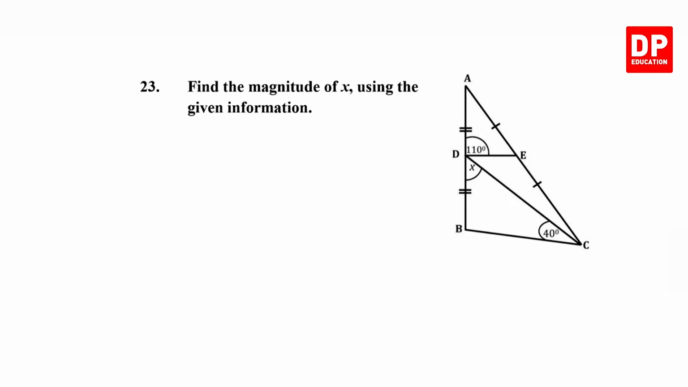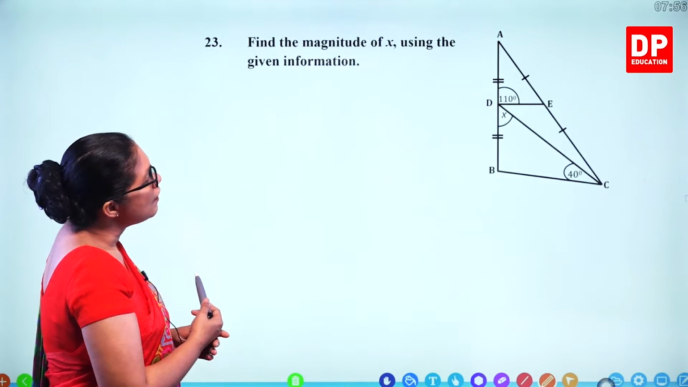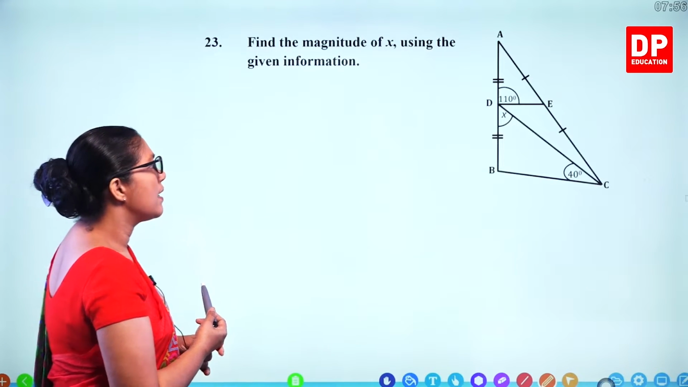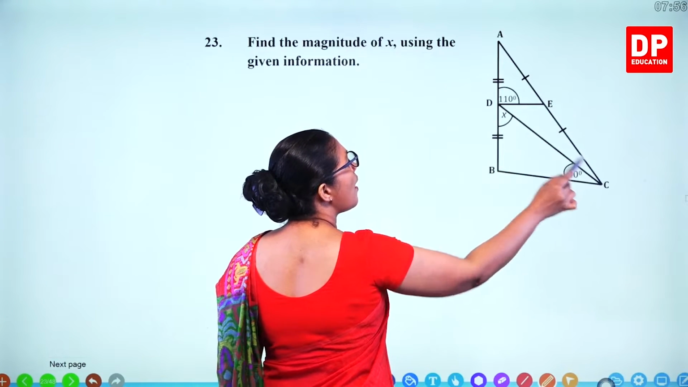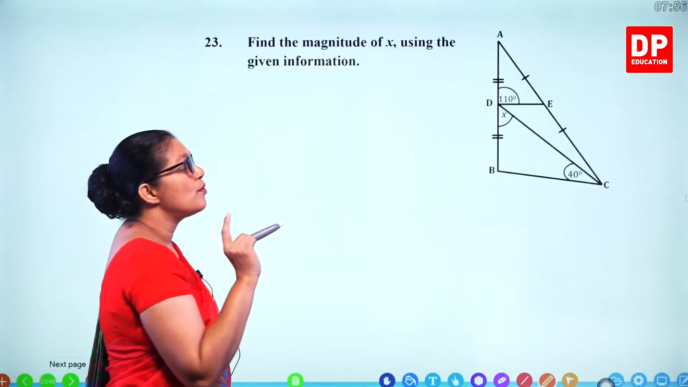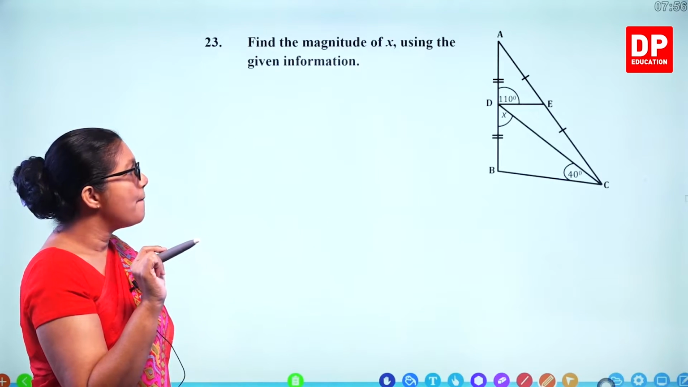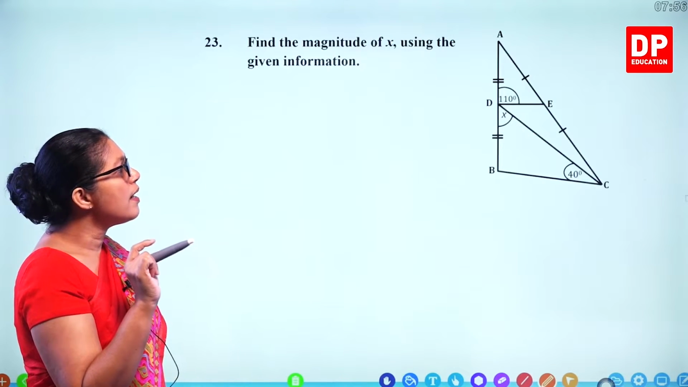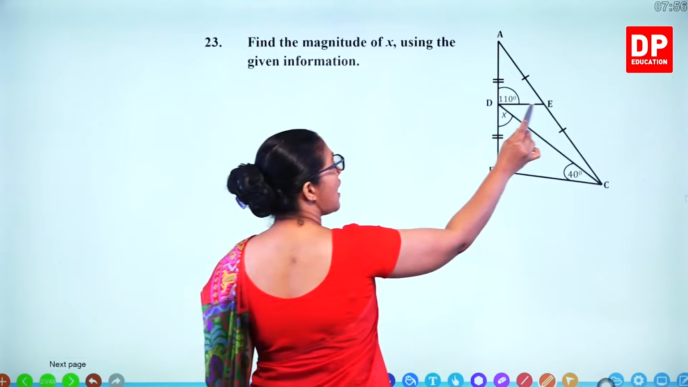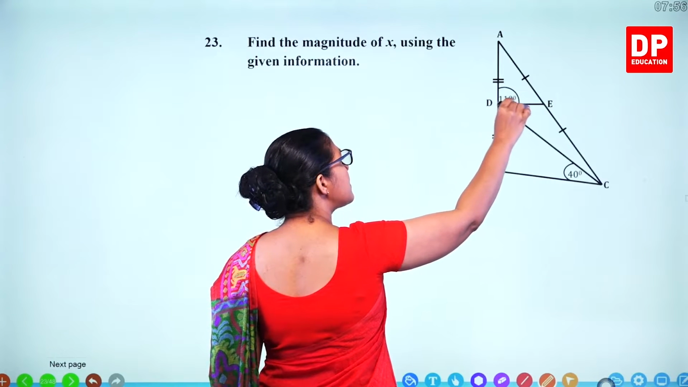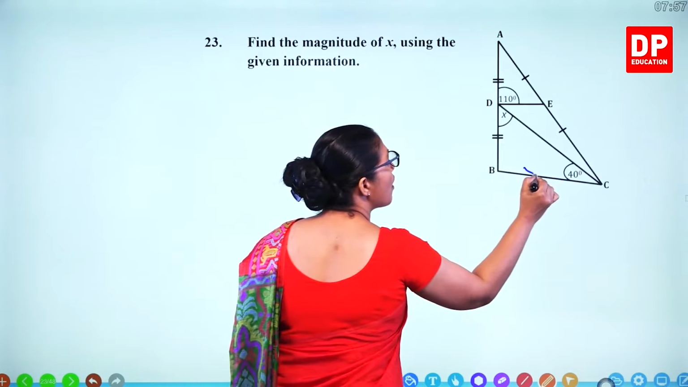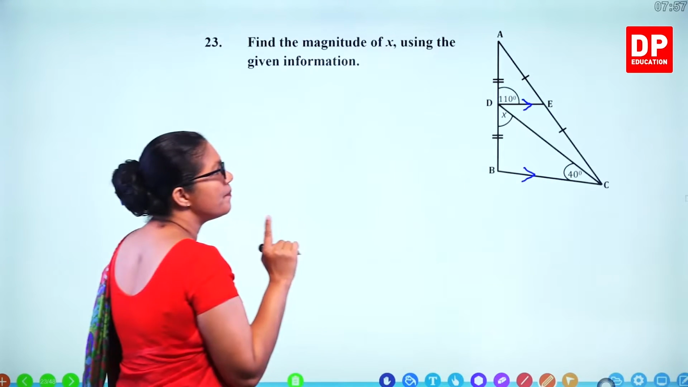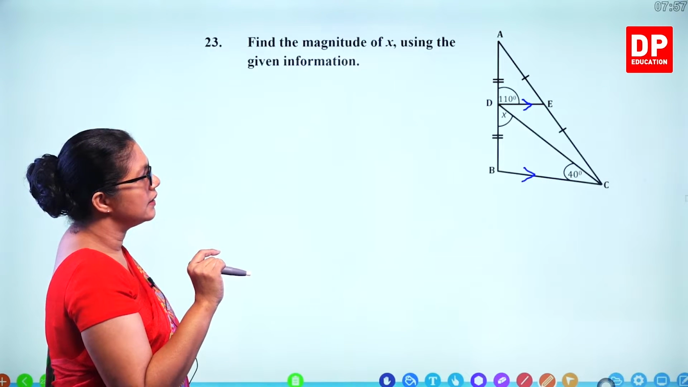Question number 23. Find the magnitude of x using the given information. So what is given? This length is equal to this one. This length is equal to this one. So what can you say about that triangle? Midpoint theorem. When you connect the two midpoints of two sides, this line is parallel to the third side. So according to the midpoint theorem, the two lines are parallel.